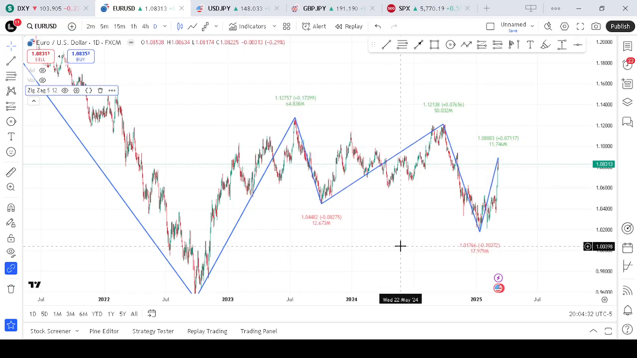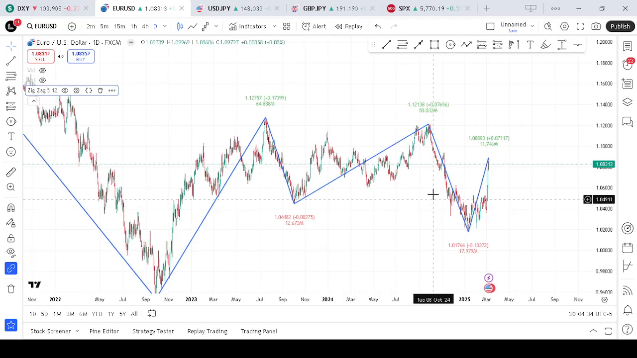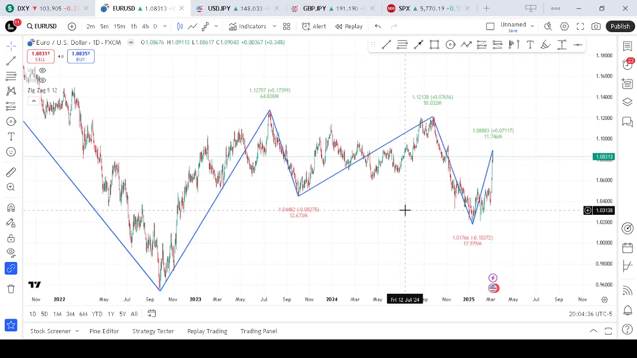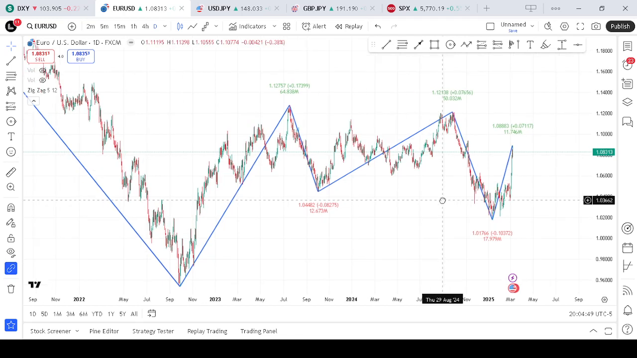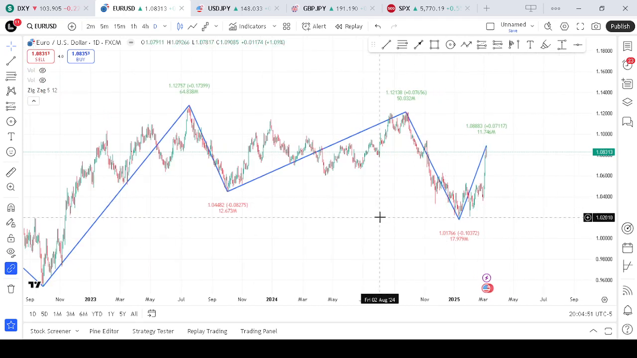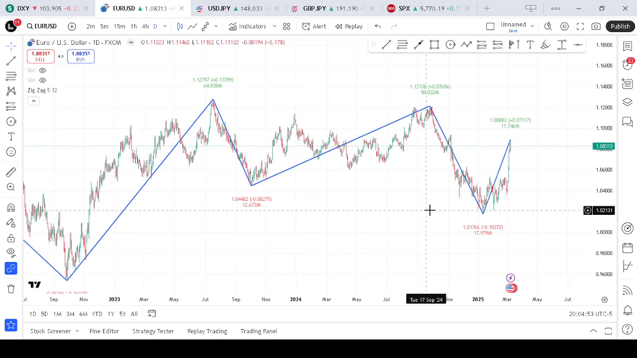The last mistake traders usually make is ignoring the market context. This is perhaps the most serious or the most common mistake traders make. The zigzag indicator doesn't account for fundamental factors, for example economic events and the overall market sentiment.